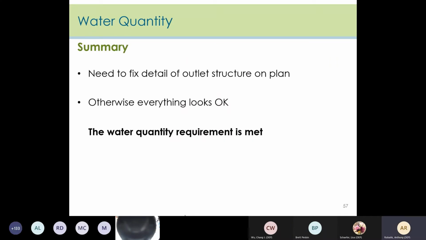So, summarizing water quantity control, everything looks pretty good except for that discrepancy with the height of the outlet structure. So they're going to have to fix that, rerun the model, and send it back. But it seems like, unless it produces some sort of significant error, which I doubt since it's such a small change, water quantity is going to be okay.